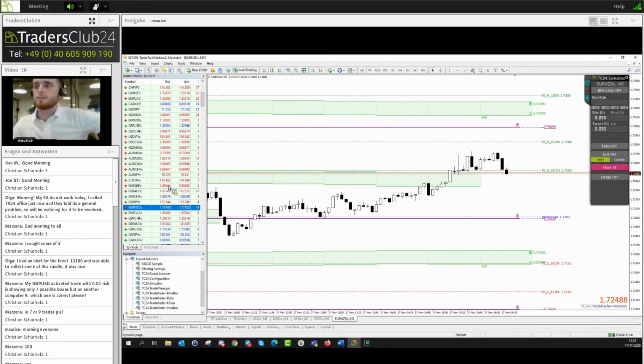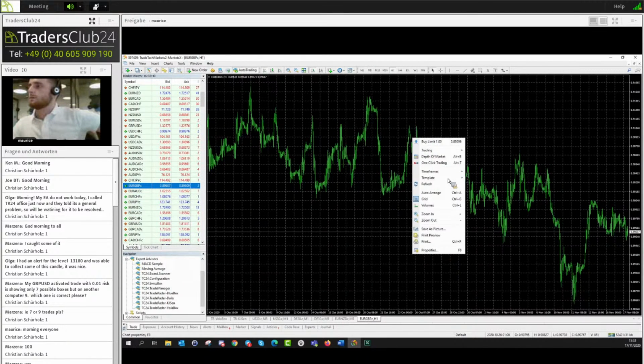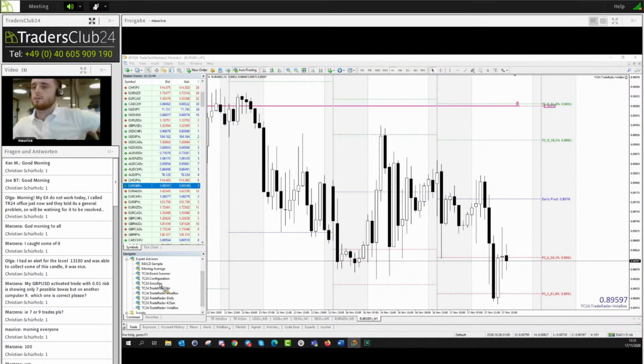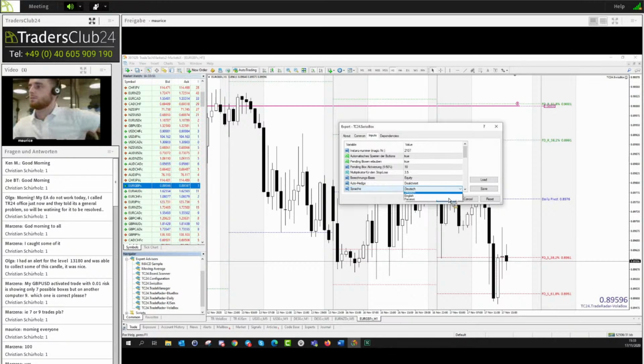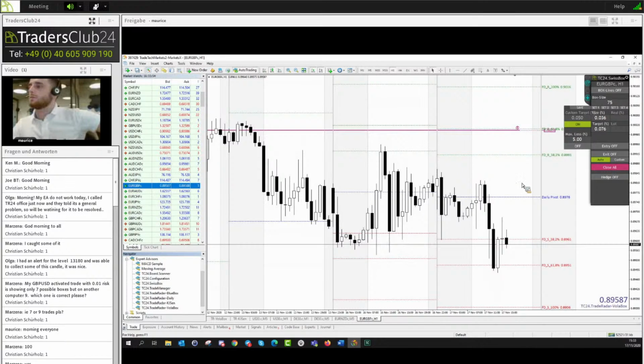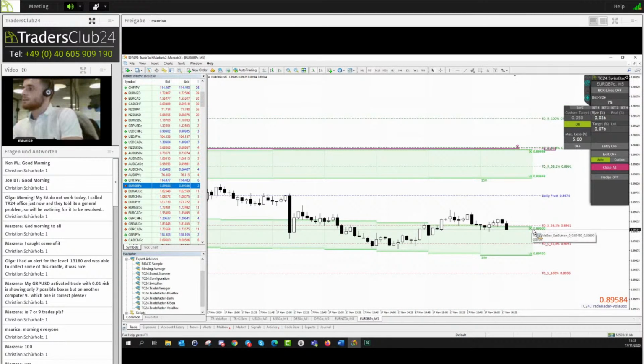What do we have next? Open this one. Again, open the template, vola box. And open up our SwissBox. Change the language. So you can see here we've got a vola box the market is currently in. So we can go ahead and take that, maybe take the settings down again.